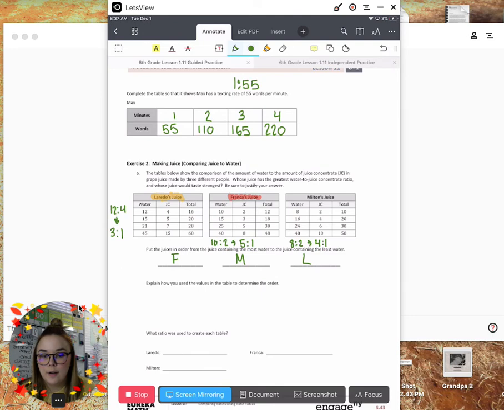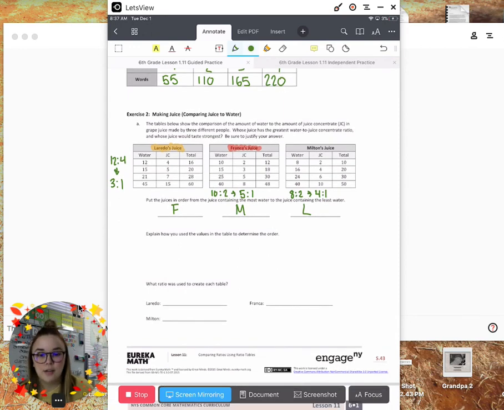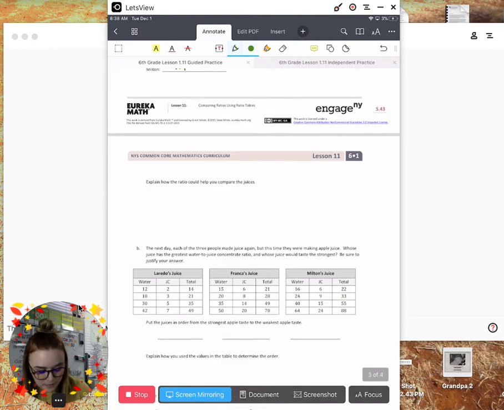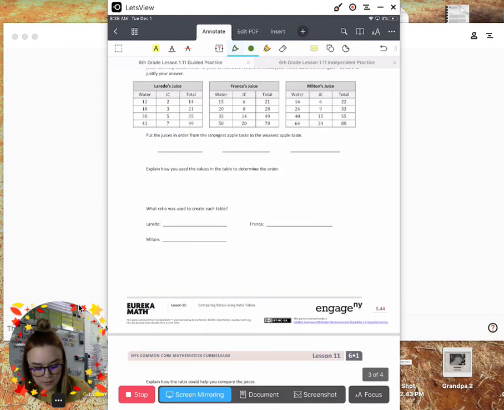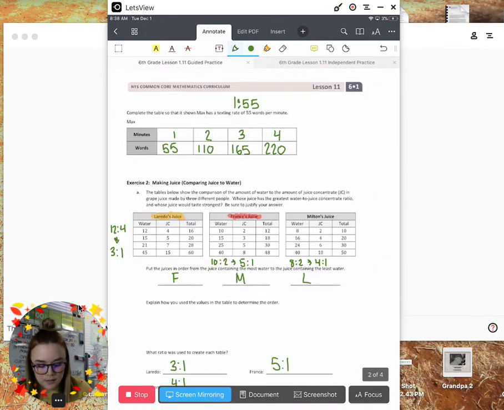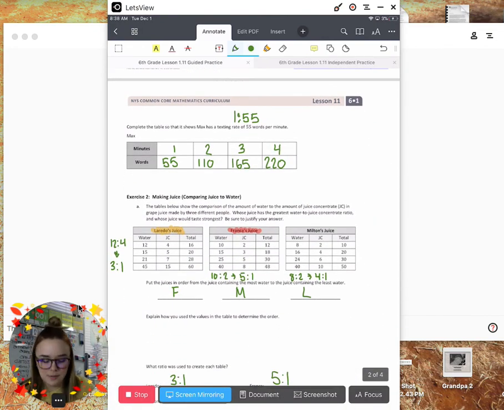We're not going to worry about explaining how we use the values. We talked about that. And we'll relist the ratios. So Laredo was a 3-to-1 ratio. Franca was a 5-to-1 ratio. And Milton is a 4-to-1 ratio of water to juice. Okay, and then we are actually going to skip over the last 2 pages. So you don't need to worry about those last 2.